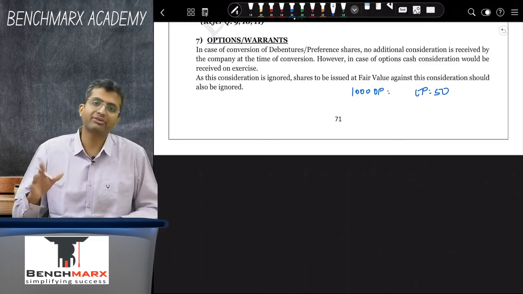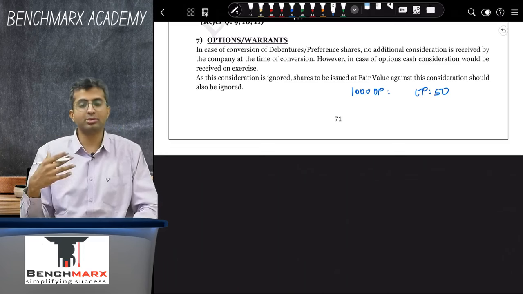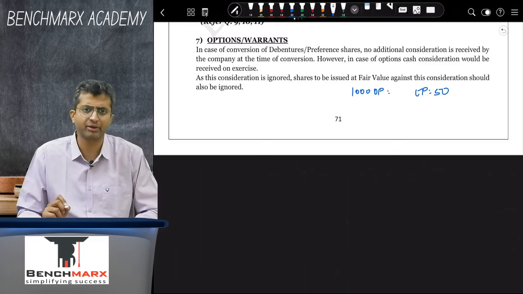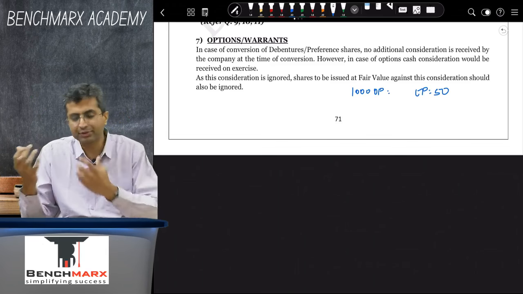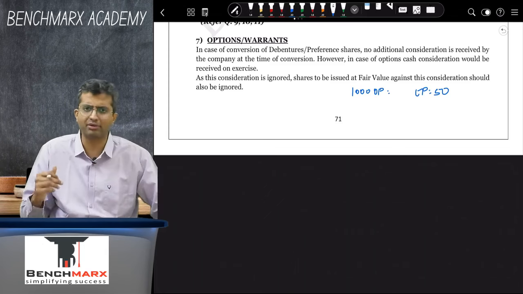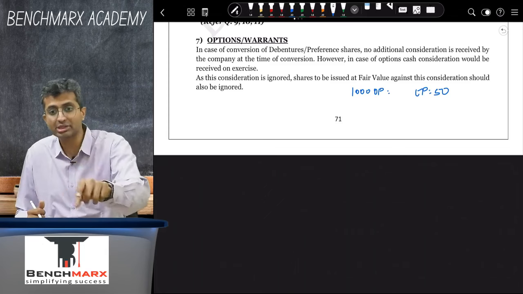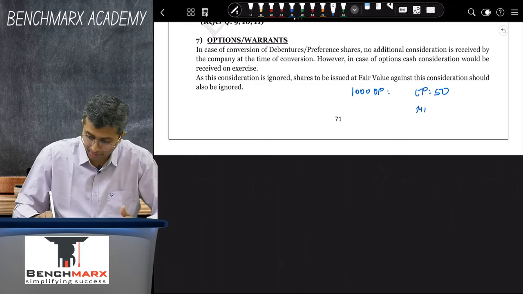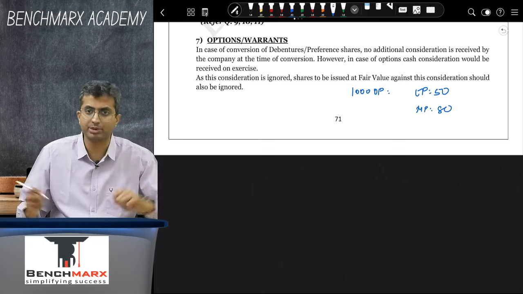You can't say, haan, theek hai, 1000 shares will be issued on exercise, but what about the 50,000 that you will receive on that exercise? So the standard over here kind of uses what you call a treasury stock method. It says that, well, we don't know what can be done with that 50,000. So let us assume you will use that 50,000 to buy back your own shares. And that buyback will happen at the market price, the average market price during the year, for example, which is 80.